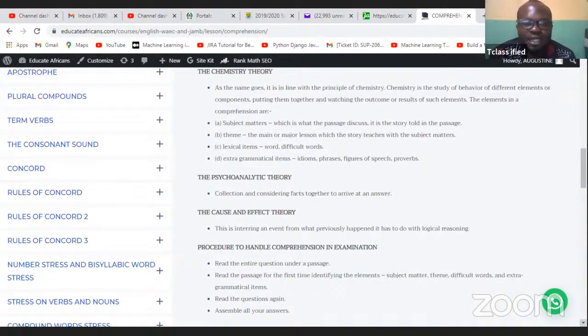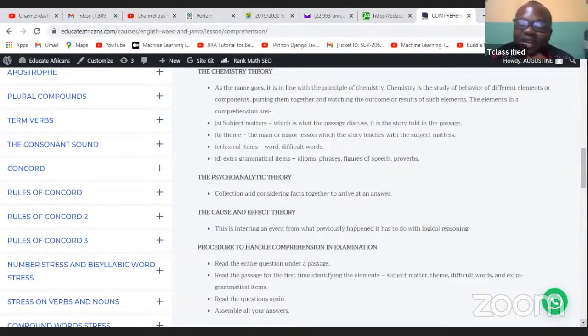So this chemistry theory, what does it entail? Number one, as the name goes, in line with the principle of chemistry, chemistry is the study of behavior of different elements and components, putting them together and watching the outcome as a result. So this chemistry theory is just looking at comprehension as if it is chemistry. And you know, in chemistry, they have different elements. So that is the same way you're looking at a comprehension.